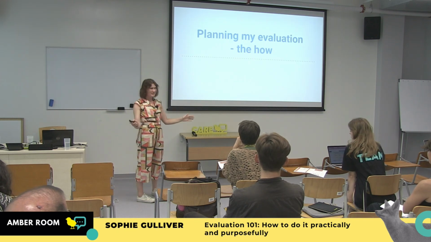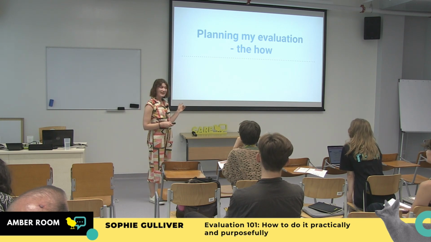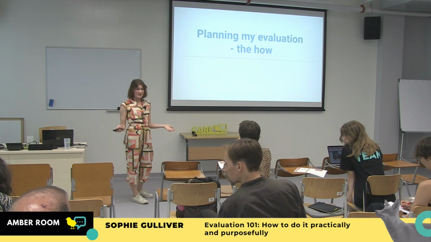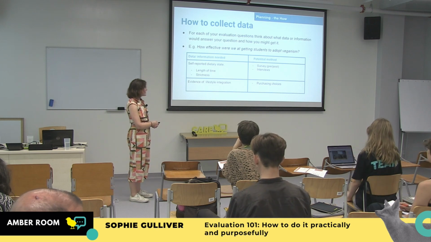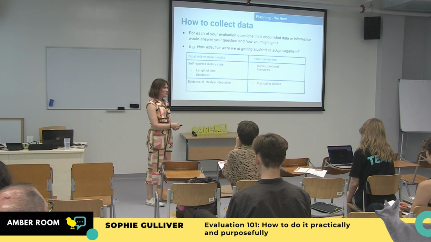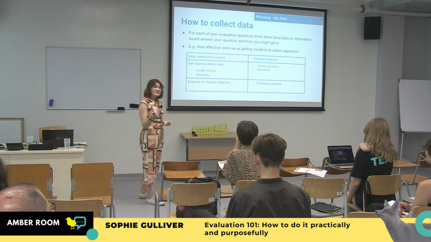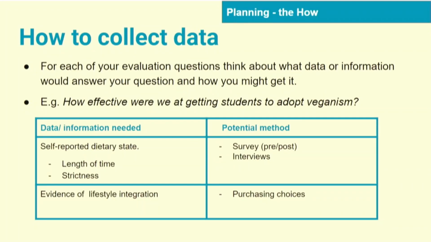Okay, so we've decided if we're going to do an evaluation. We know who, we know the why, we know the what now, and we know what good means. So now the how. How are we going to answer our evaluation questions and get that data? So for each evaluation question, we need to think about what data or information would answer your question and how you might get it. So how effective were we at getting students to adopt veganism? Now I will say, if you've done like a project proposal and you put indicators in that proposal, this is like your indicators, but it's just another way of thinking about it without using too much jargon.